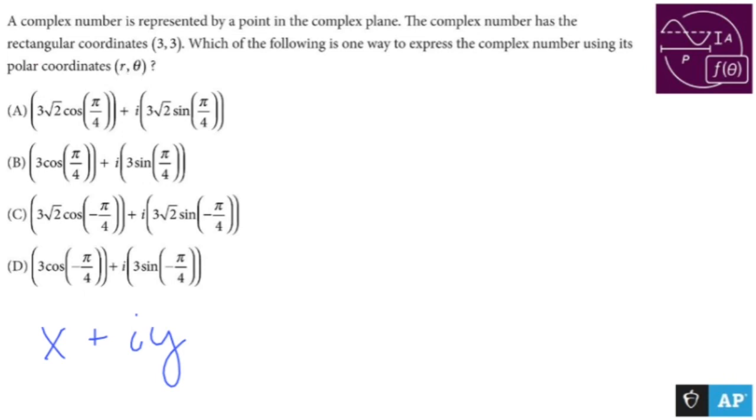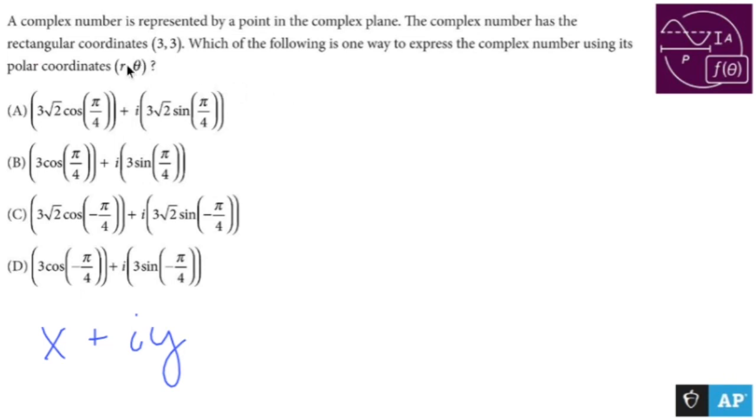So what I have to do is turn rectangular 3, 3 into polar r, theta. Once I have that, I then plug whatever x and whatever y I get into here, and that gives me my answer. So a very roundabout, pain-in-the-butt problem, but it's AP, so it's got to be a pain.